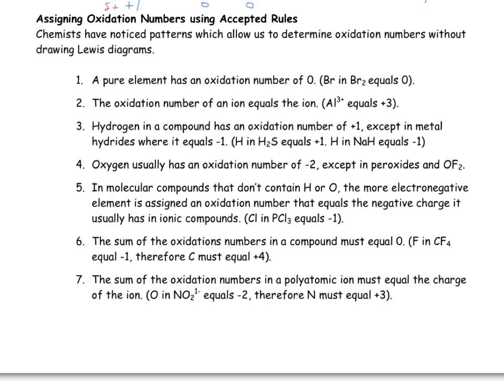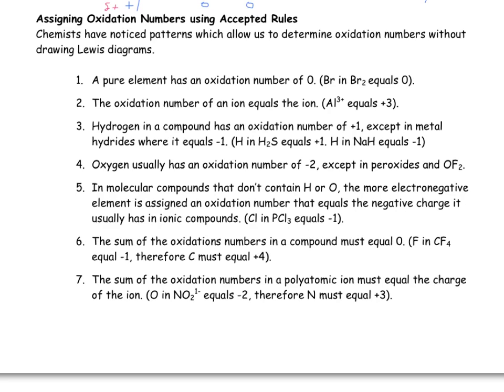In molecular compounds that don't contain hydrogen or oxygen, the more electronegative element is assigned an oxidation number that equals the negative charge it usually has in an ionic compound. For example, in the compound PCl3, because chlorine is more electronegative than phosphorus, it is assigned an oxidation number of -1, which is chlorine's typical charge.